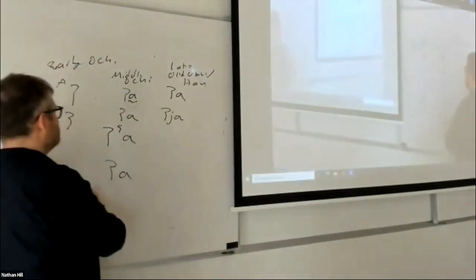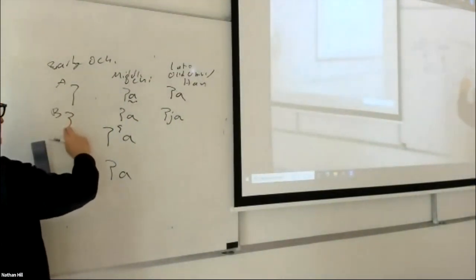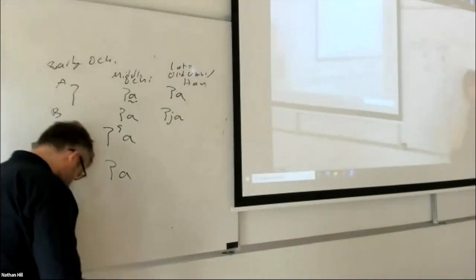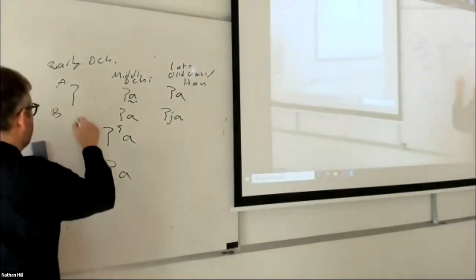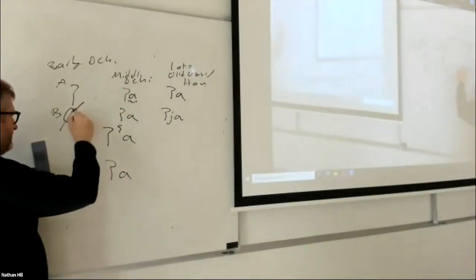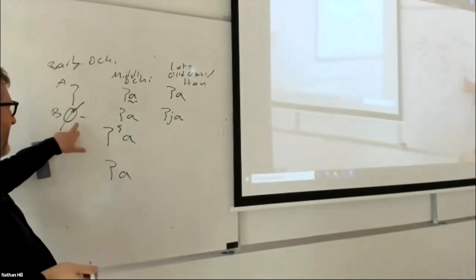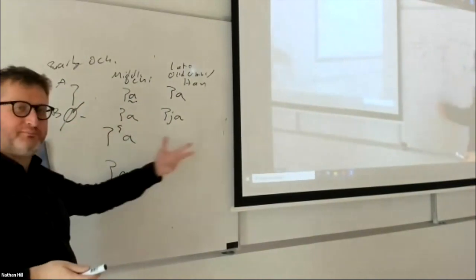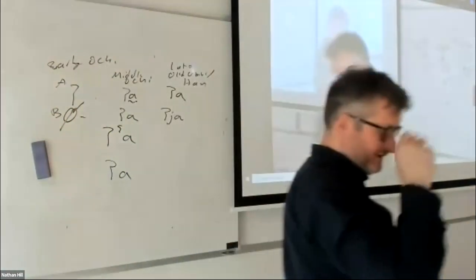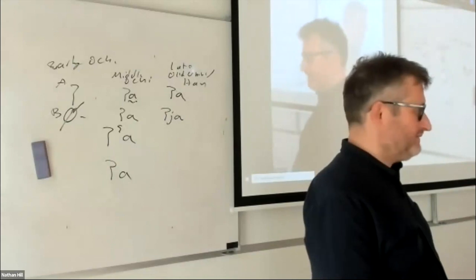So another thing you could say, why not, is that this one had a glottal stop and this one had an actual zero initial. In type B, why not? Just say this one has an actual zero initial. That's a big one, not a little one. And then the glottal stop came back in later. That would also be fine with me. I think some of these questions are never going to get decided.